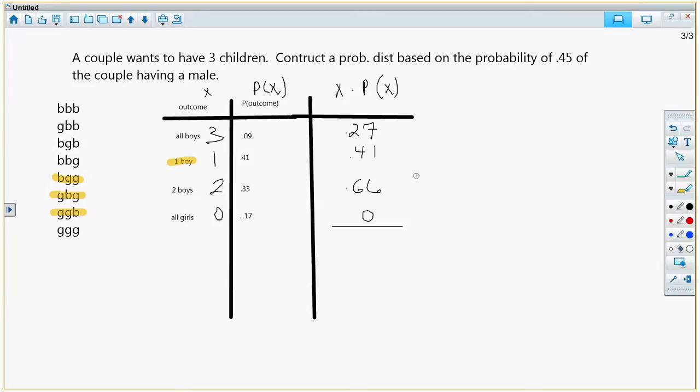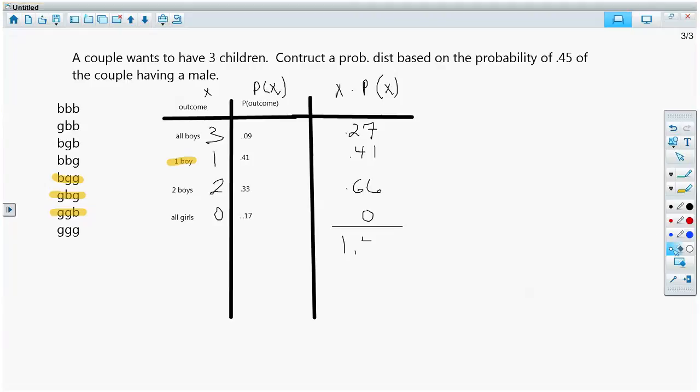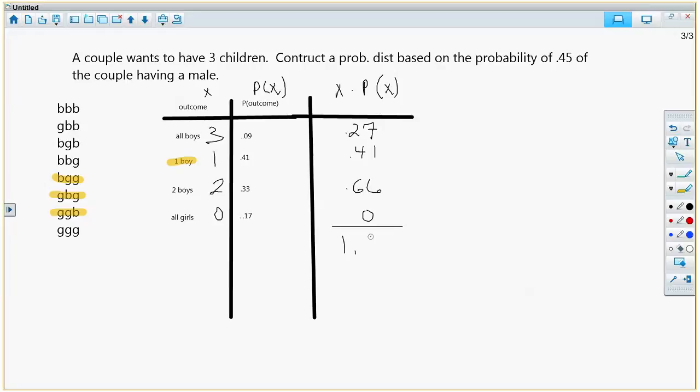Somebody add it up for me. What do you get? 1.44. Okay. 1 what? 34. So I was off 2 cents. It's hard for me to keep my mind on track up here. 1.34. So that is our what? Mean. So that means you're going to have a mean of 1.34 males.